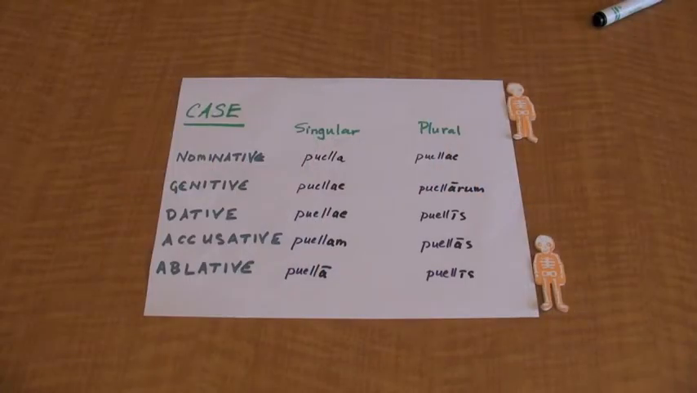In this chart, we see puella declined in every case and both numbers. Reading down, starting with all the singular forms and then doing all the plural forms, we see puella, puellae, puellae, puellam, puella, puellae, puellarum, puellis, puellas, puellis.